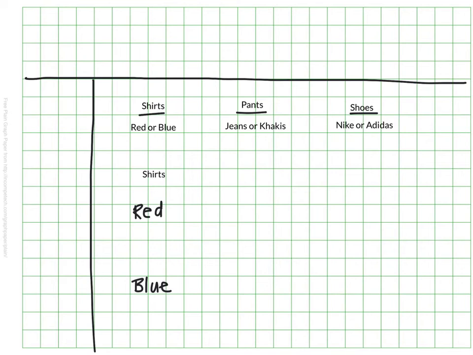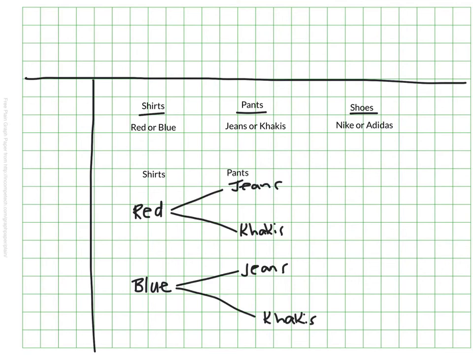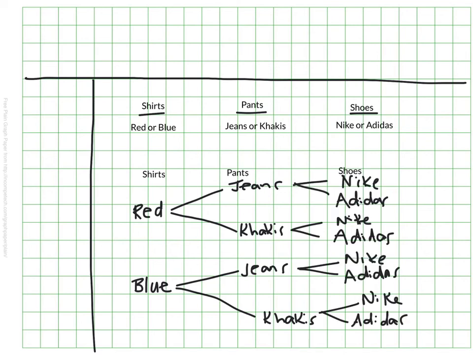So the first thing we have to choose is our shirt. It's either going to be red or blue. And then we have to choose our pants. And no matter what shirt we chose, right, our pants are either going to be jeans or khakis, so red and jeans or red and khakis, blue and jeans or blue and khakis. And then finally we have to choose our shoes. And of course then our shoes are either going to be Nike or Adidas, so I've listed those as all of my options as well.